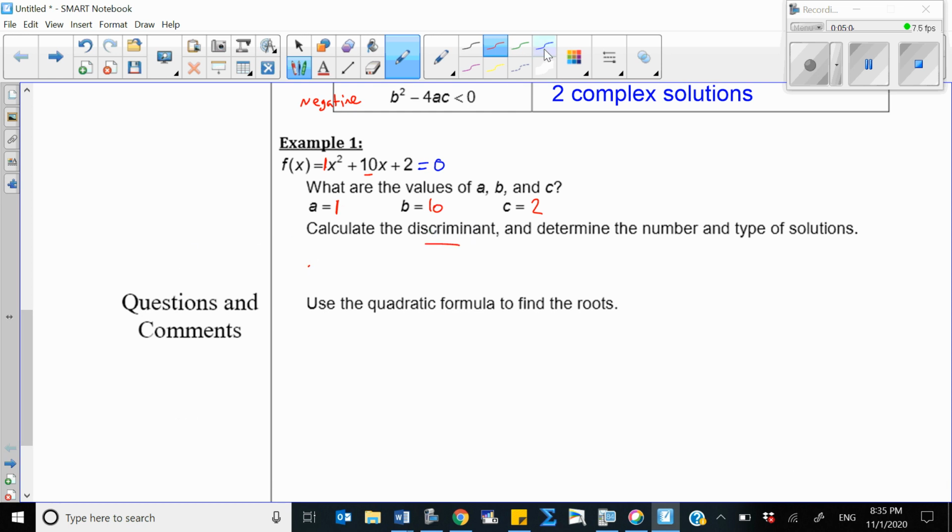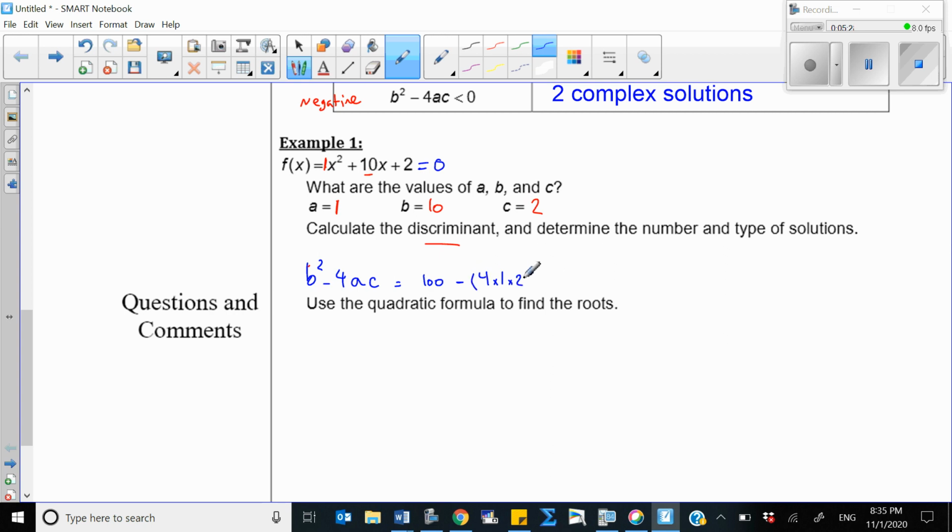The discriminant can be found using this formula: b squared minus 4 times a times c. So what is b squared? It's 10 squared, which is 100, minus 4 times a, which is 1, times c, which is 2.